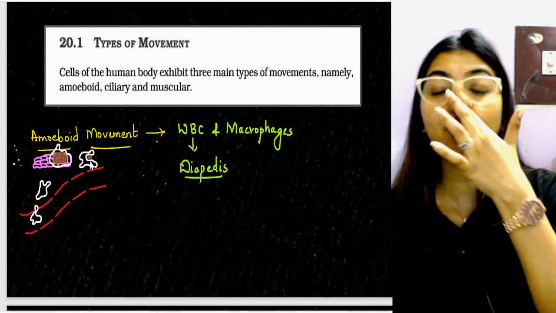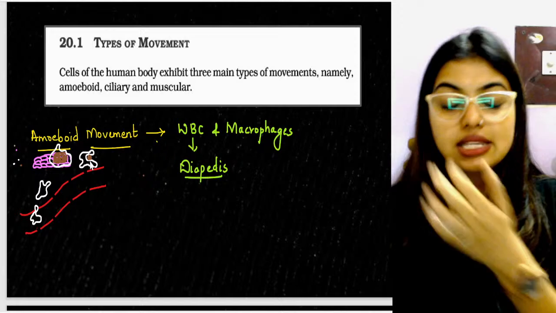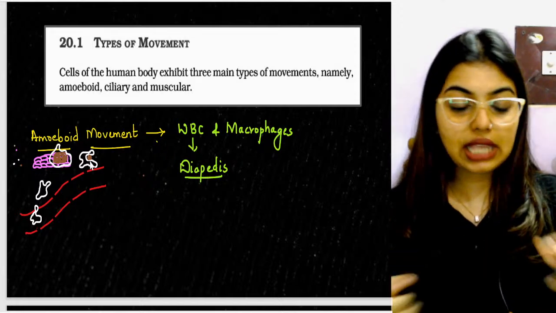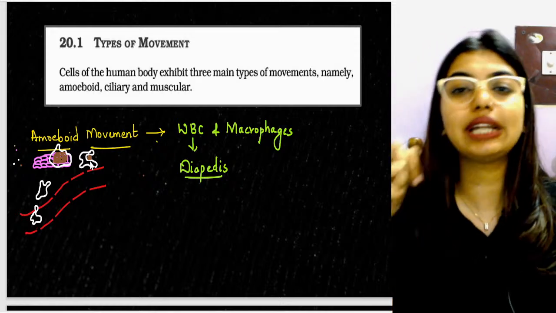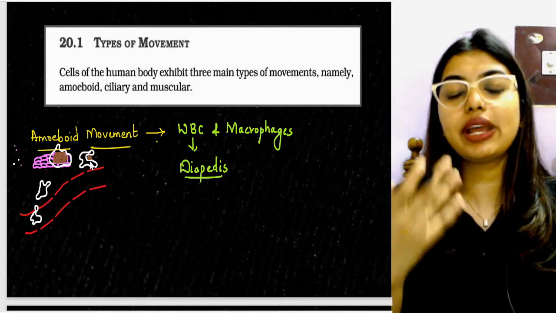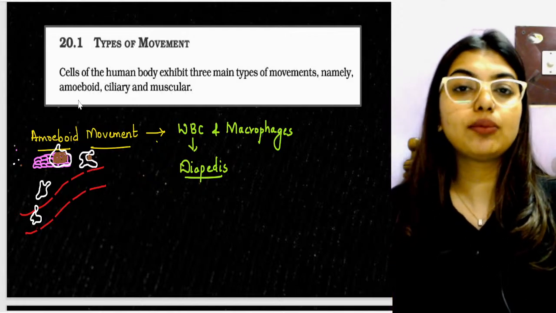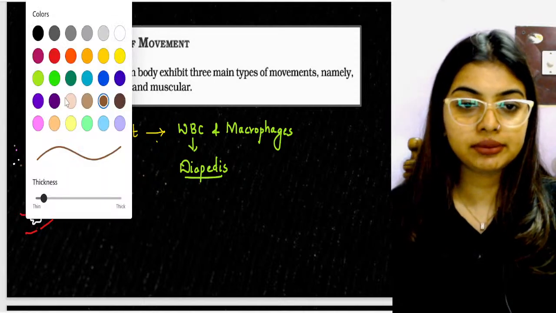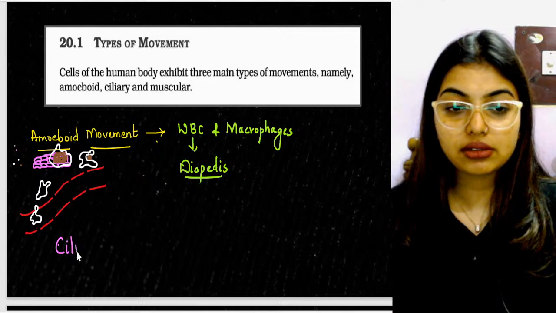Understood? So for this phagocytosis to happen, this process is called diapedesis, where through the pores of the capillary, the WBC squeezes out and goes and attacks the cells which are having problems, or tissues where we noticed a problem. So amoeboid movement is shown by WBCs and macrophages. Clear? Next one is going to be ciliary movement.